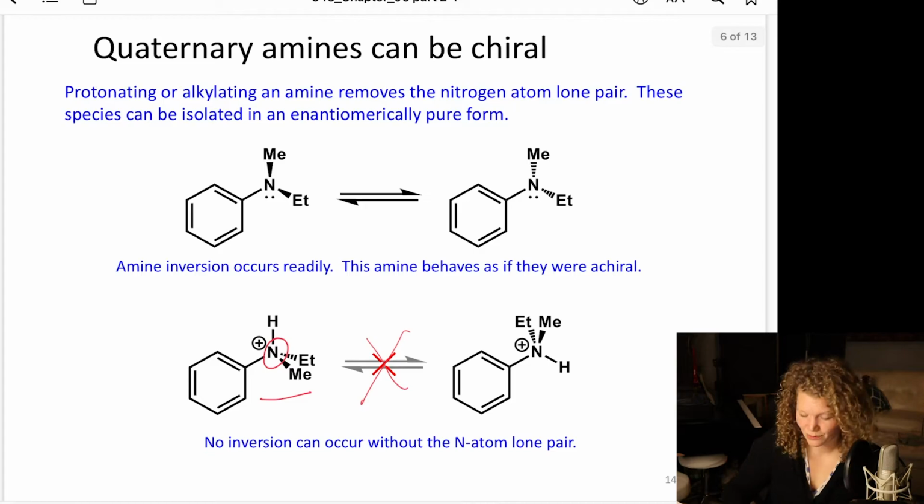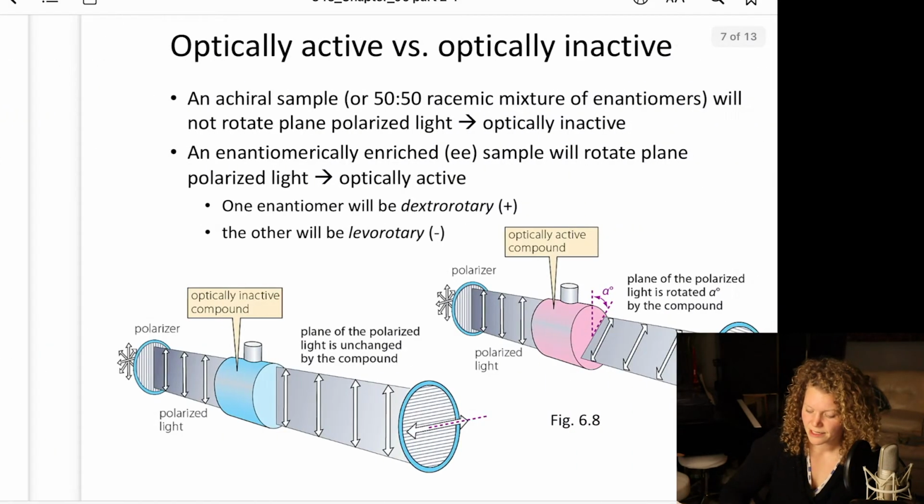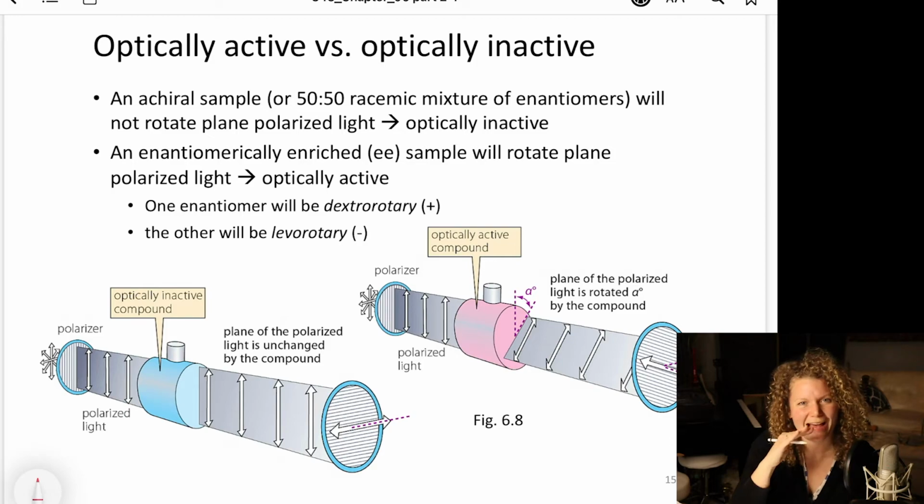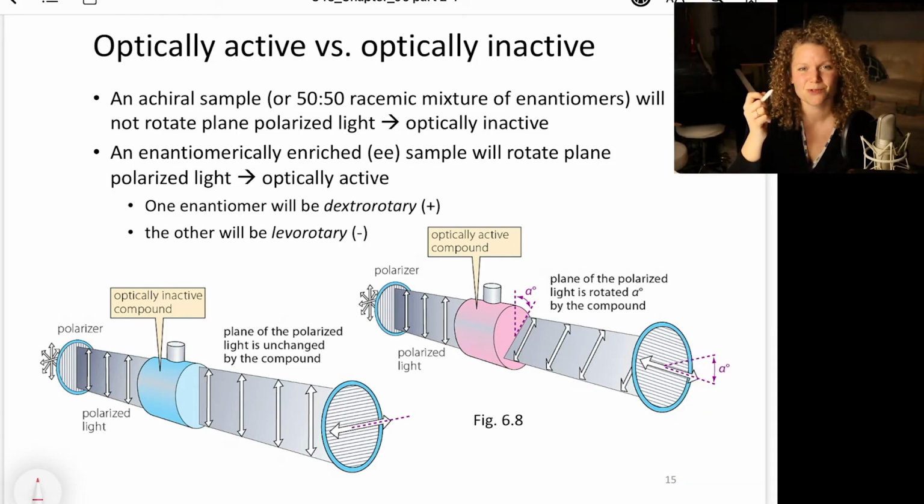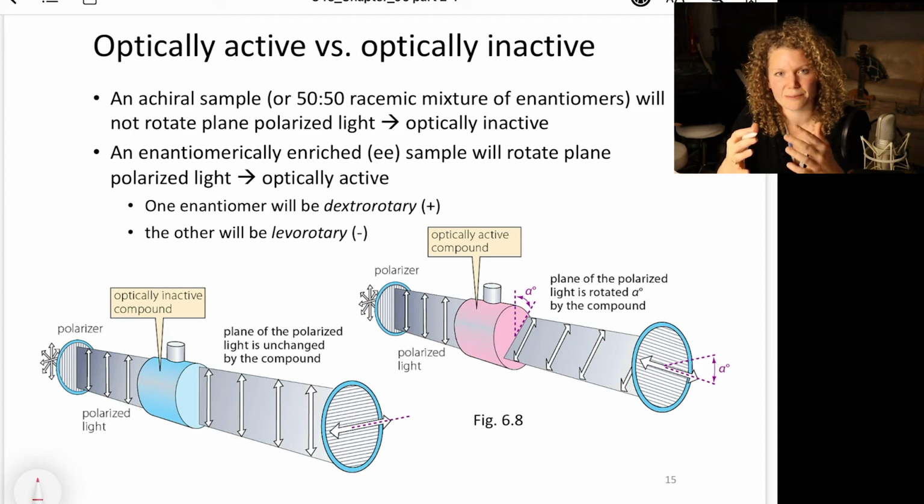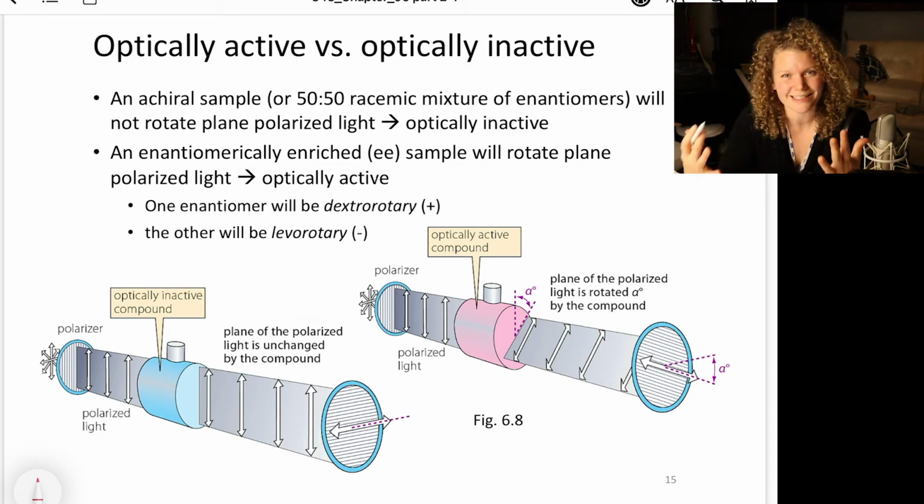Phosphorus can also do this as well. Now in this class, we're mainly going to be focusing on carbon chiral centers. The next topic I want to talk about is we've talked about enantiomers having the same physical properties. So how the heck did we even figure out that 2 molecules are enantiomers if they have the same physical properties? There has to be something different about them for us to even notice this difference.